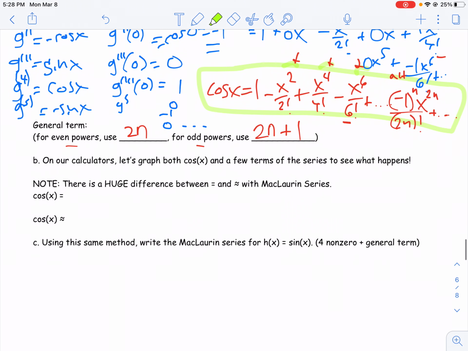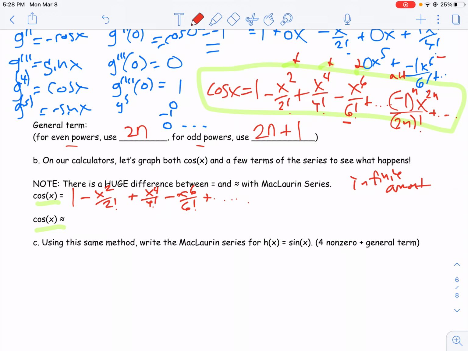Okay, so one other thing that I wanted to talk about is the difference between equals and approximate. Those are important. You use an equal sign when you have an infinite series. So cosine x equals 1 minus x squared over 2 factorial plus x to the 4 over 4 factorial, and so on. And by the way, you will need to memorize the series at some point, so you might as well start now. It's just the even powers and alternates. Cosine x equals this series.